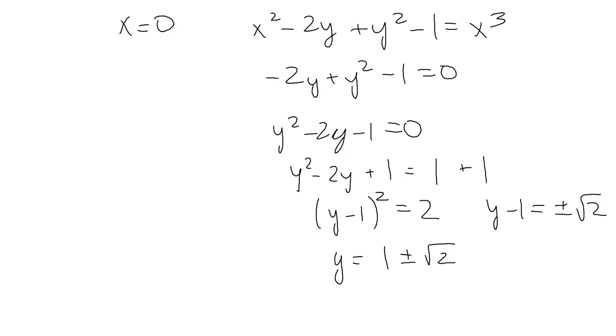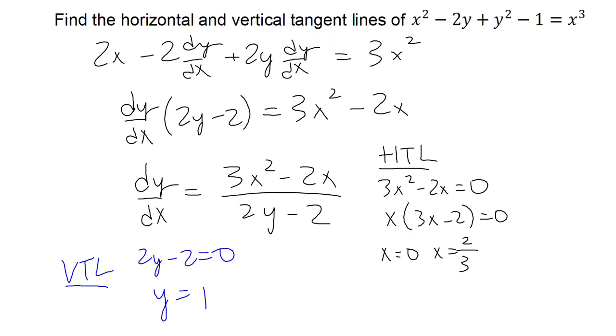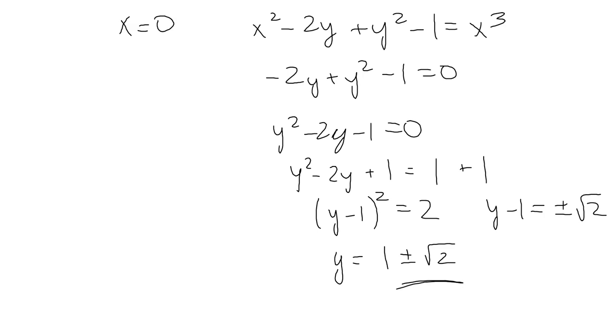So if you then look in your denominator, we can very clearly see that the only thing that made that 0 was when y was 1, and neither of these are y equals 1. So we have two horizontal tangent lines from x equals 0. One is 1 plus root 2, and the other is 1 minus root 2.